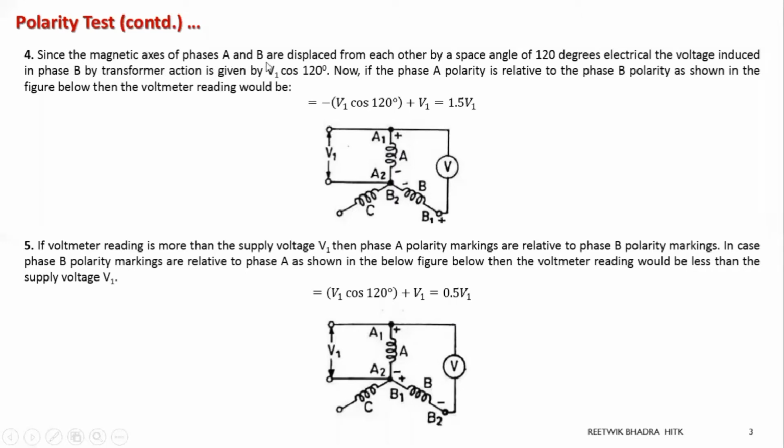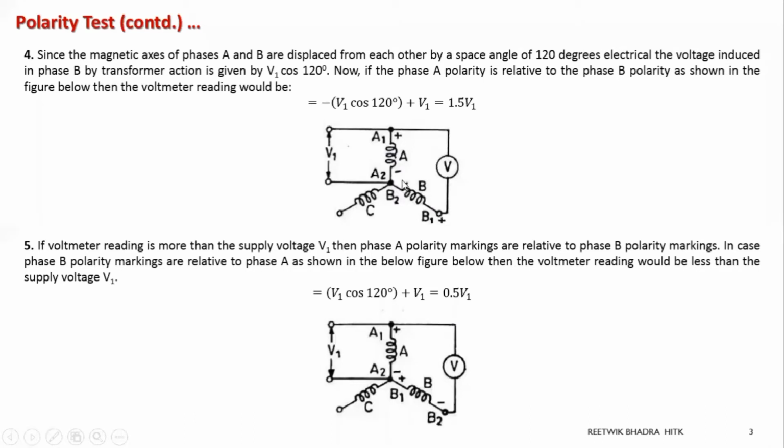The magnetic axes of A and B are displaced by a space angle of 120 degrees electrical, and the voltage induced in phase B by transformer action is V1 cos 120. Now, if the polarity of A and the polarity of B are relative to one another, what would happen? If you can't understand what relative means, think about the polarity markings over here. Suppose this A1 terminal is plus and this is minus. For B, I'm marking arbitrarily again: this is B1 and B2, and B1 is plus, this is minus.